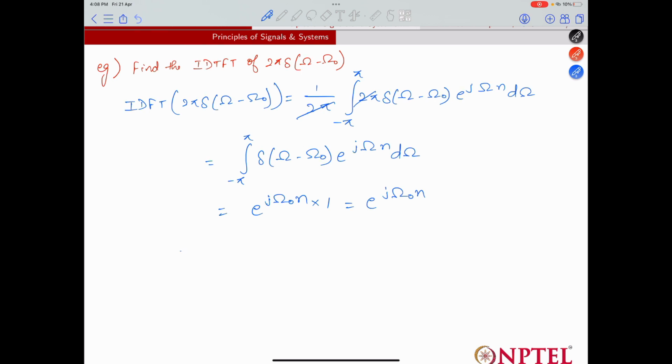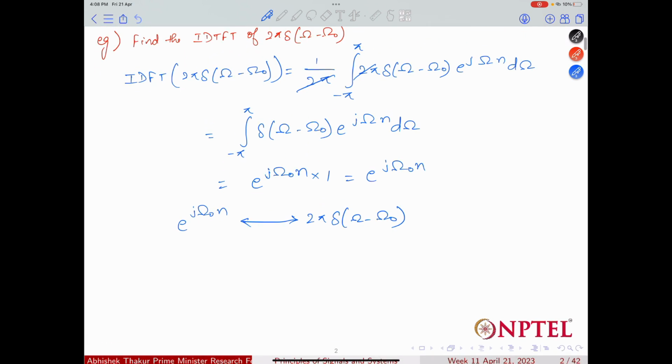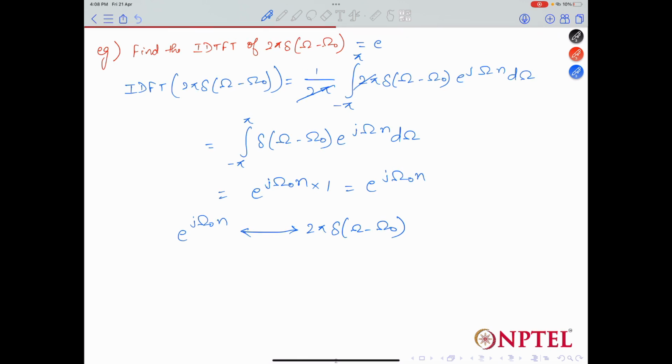So here we can write that e to the power of j omega naught n is the DTFT pair of 2 pi delta of omega minus omega naught. That is, the DTFT of e to the power of j omega naught n is 2 pi delta of omega minus omega naught, and the inverse discrete time Fourier transform of this will be equal to e to the power of j omega naught n. Okay, so this was just a simple question.